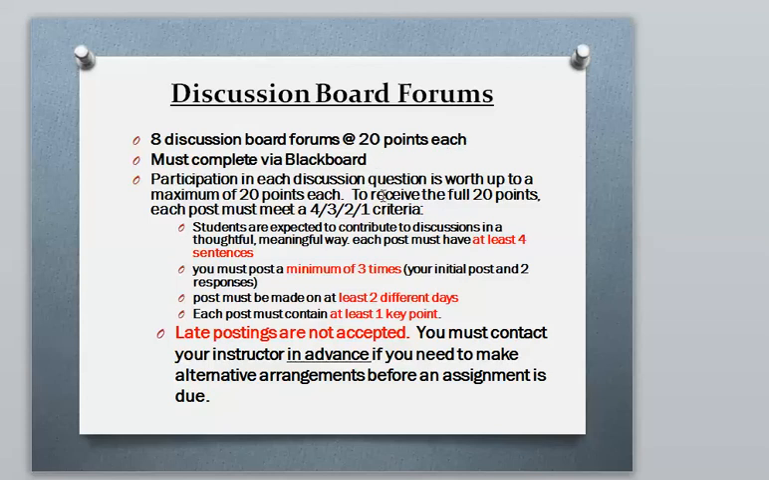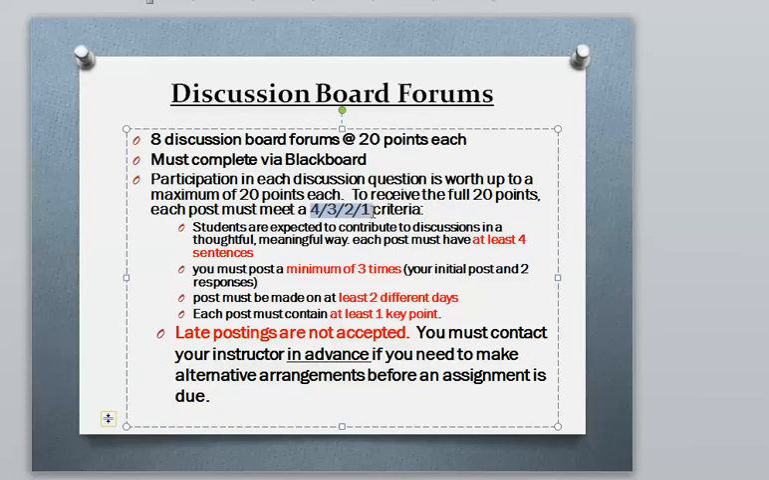Participation, again, is worth 20 points. To receive the full 20 points, I recommend you follow the 3-2-1 criteria. So this means that you post at least 4 sentences. Usually by the time students belt out 4 sentences, they have something meaningful, some sort of content that's important in there. So I really look for that. Shorter is really hard to get your point across in less than 4 sentences.